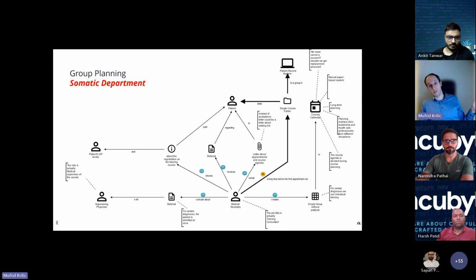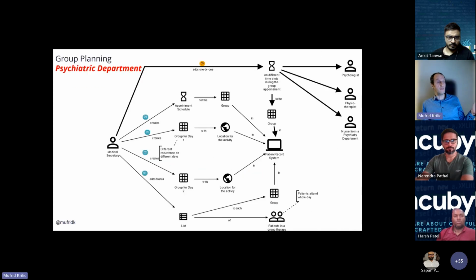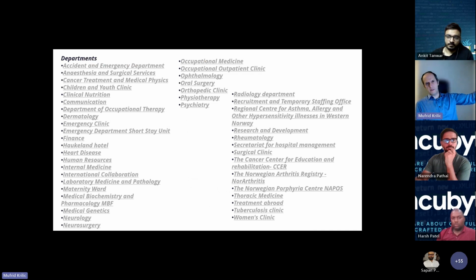Not really the same process. And on top of it, when we went to the hospital, there is this sign greeting us, showing all the departments involved in the hospital in, I guess, the western part of Norway.